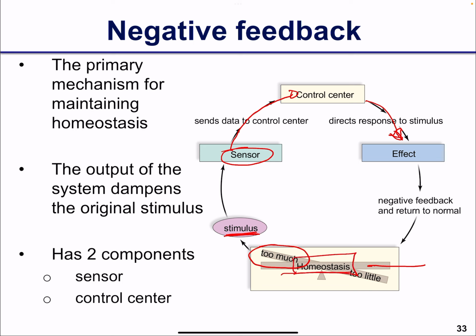Once the response reaches the set level, then you have the system that is shut down so that we reach homeostasis, right? Likewise, if there is too little, this is going to trigger another cascade of events so that you can reach homeostasis. So that's negative feedback, all right?